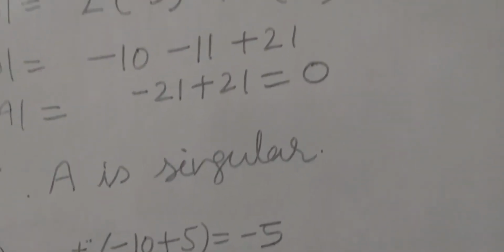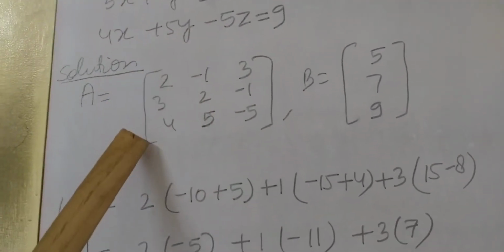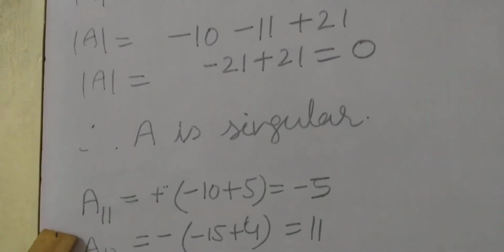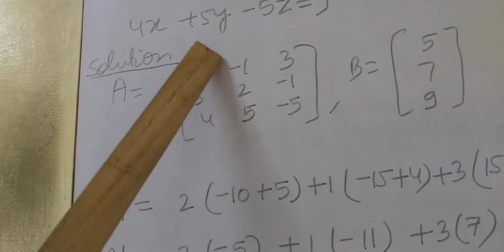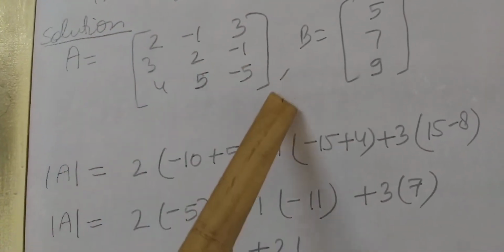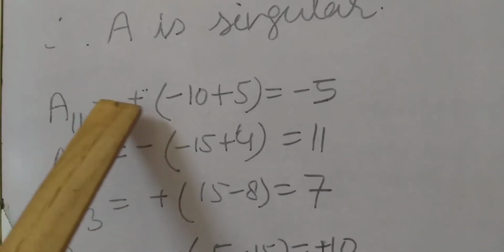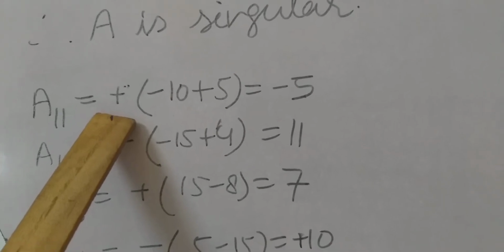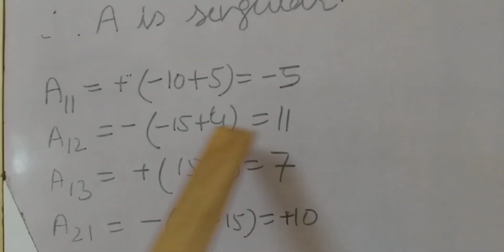So now to find out the adjoint we need cofactors. So let us find out its cofactors, students. Capital A11 is the cofactor of A11. So this column and this row are deleted. Minus 10 plus 5, and 1 plus 1 is 2, that's why we have to put a plus sign. An even number is coming, so the answer is minus 5.